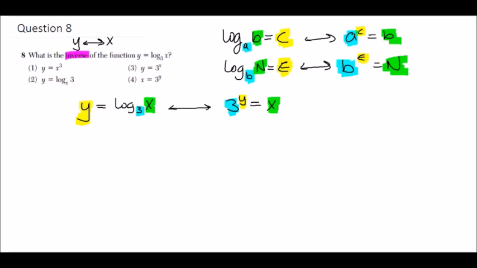Okay. And now let's apply our inverse property. Inverse, we switch the x and the y. So all this is 3 to the x is equal to y. So the answer here is going to be 3.